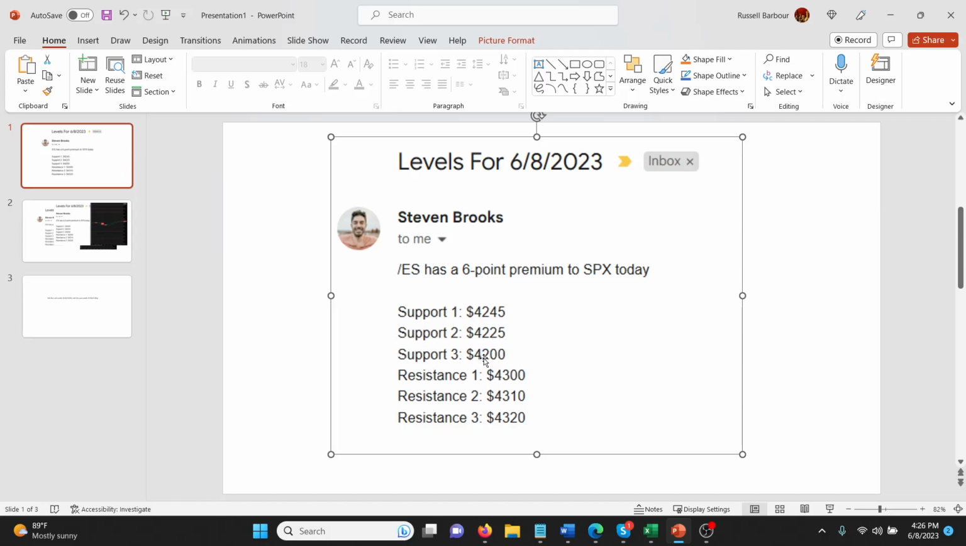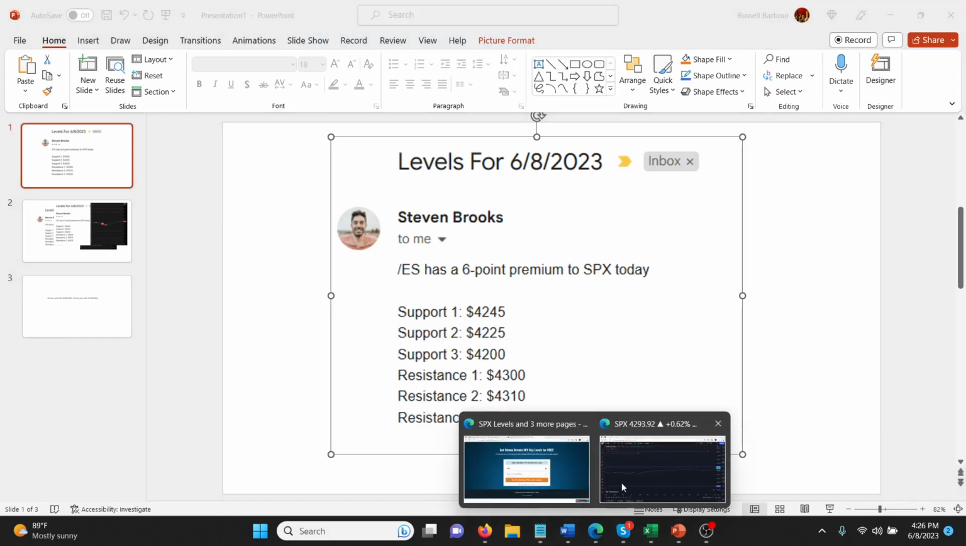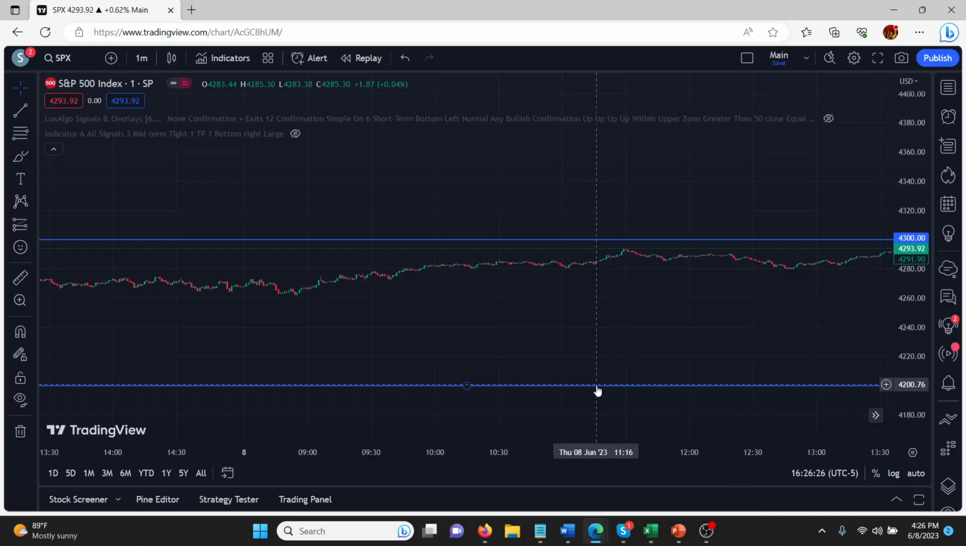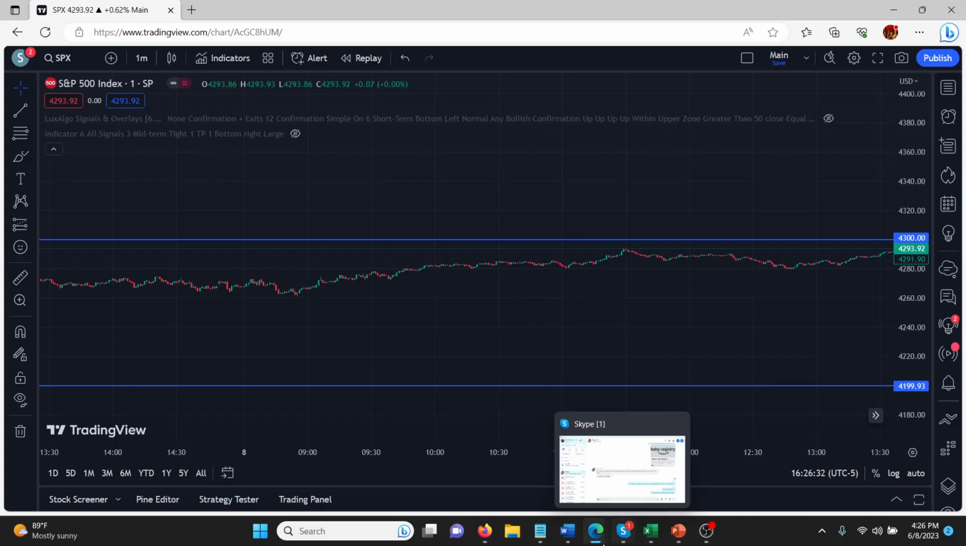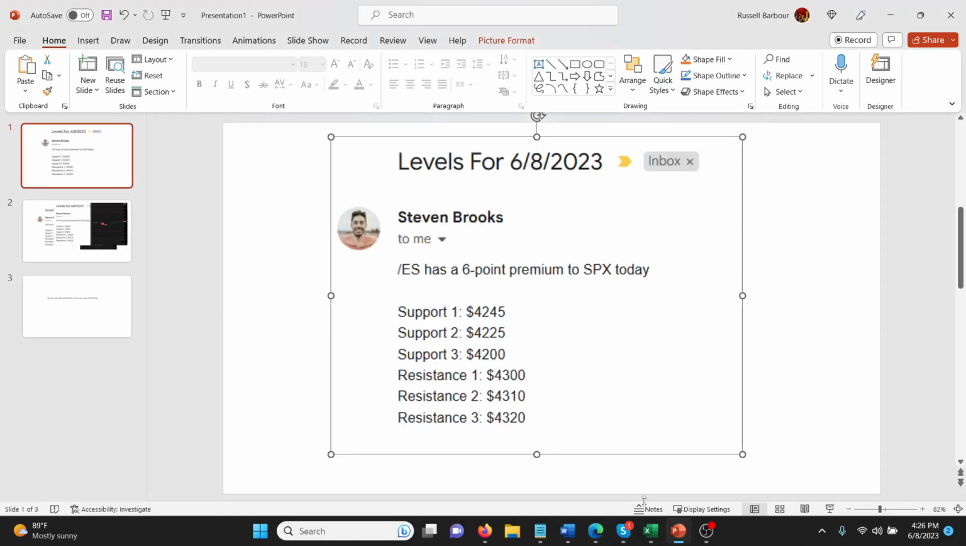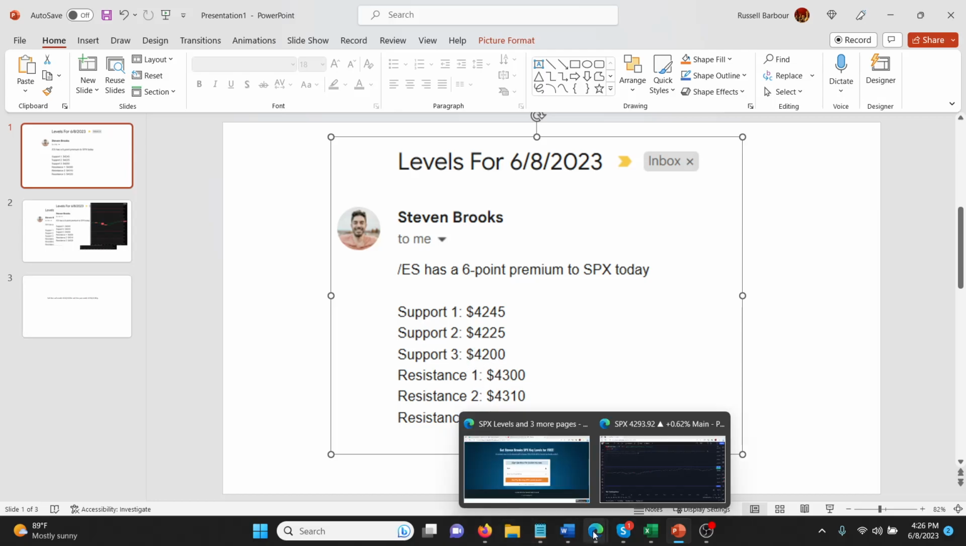All I've plotted is the 4200, which is this bottom one right here, and then 4300, which is this top one. Again, I haven't even bothered putting in the top 2 or 3 levels that are mentioned in the email that he sent me this morning. So 4310 and 4320, pretty close to 4300, right? So let's just say 4300 and 4200 are the two main lines for today.